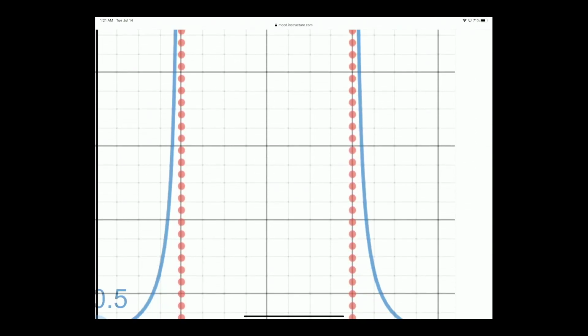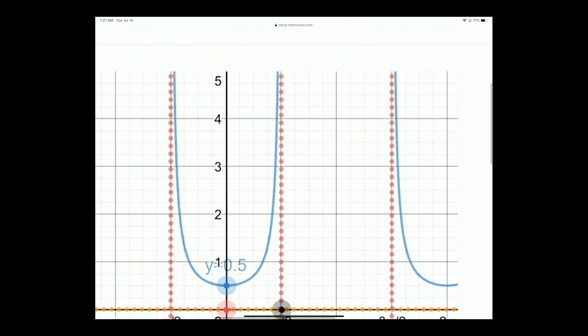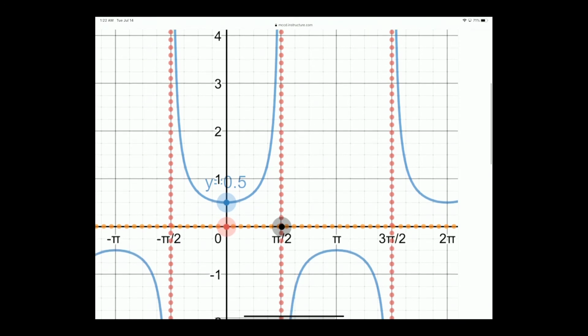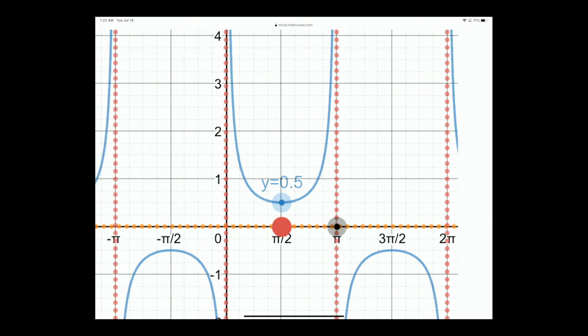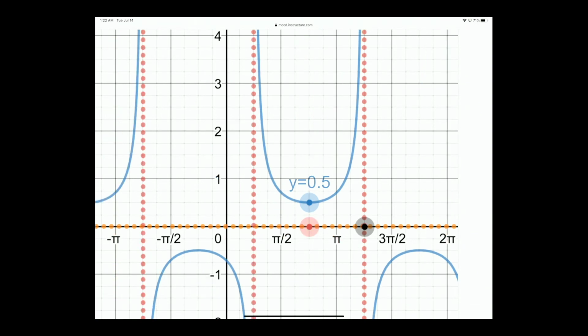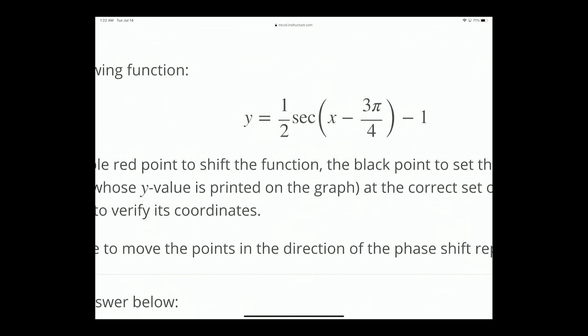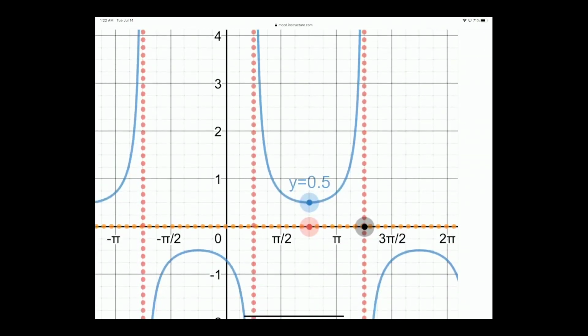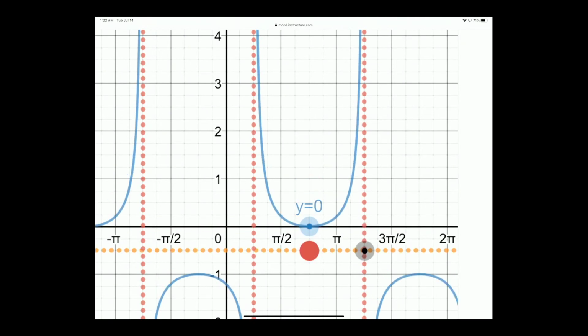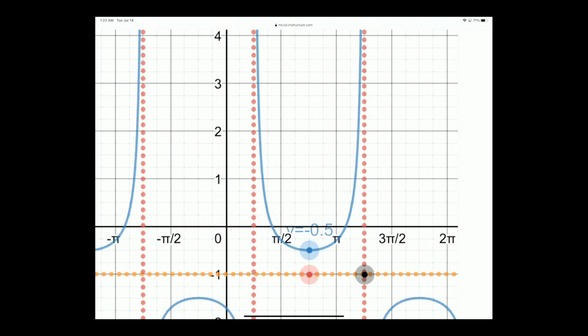So we just take... Ooh, how do I make this? Okay. So we want it to be to the right by 3 pi over 4. So take the red dot and go right 3 pi over 4, 3/4 pi. So that's 1/4, 1/2, 3/4. What's left? -1. So the -1 is down by 1. So just take the red or black dot and go down by 1. There it is. That should be it then.